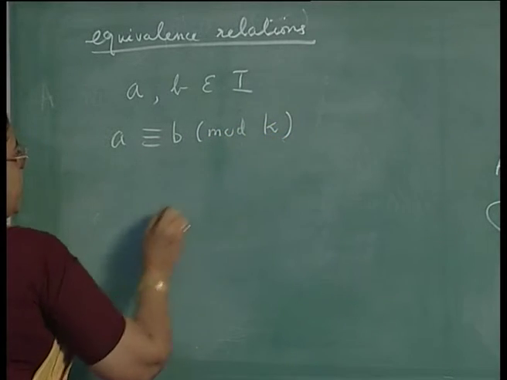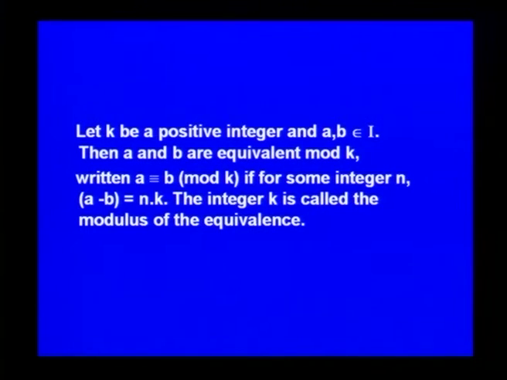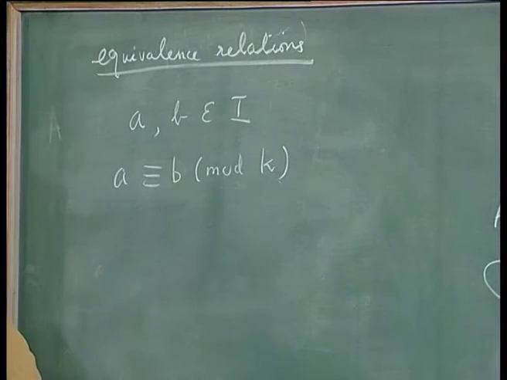You say a is equivalent to b mod k, where k is a positive integer, when a and b leave the same remainder when divided by k, that is, a minus b is equal to n times k. The integer k is called the modulus of the equivalence. In essence, it means that a is equivalent to b if a and b leave the same remainder when divided by k, or a minus b is divisible by k, a minus b is equal to some n times k.